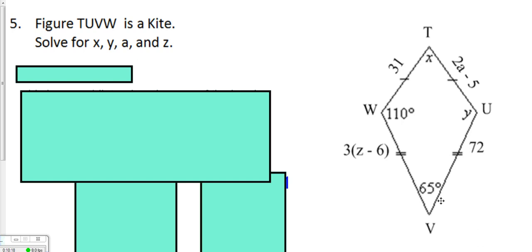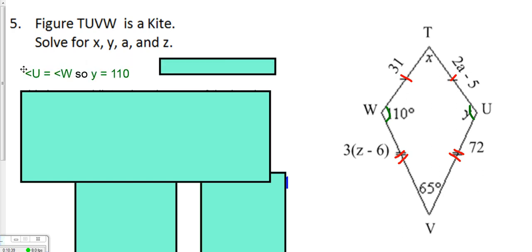Figure TUVW is a kite. Because it's a kite, they kind of already drew some of the information in here for us. We're going to do it in color. This one has to be the same as this. This has to be the same as this. And this angle, W, has to be the same as this angle, angle U. So if angle U has to be the same as angle W, and angle W, it says, is 110 degrees, then that value Y has to be 110. So we've solved for Y already. Nice and easy.